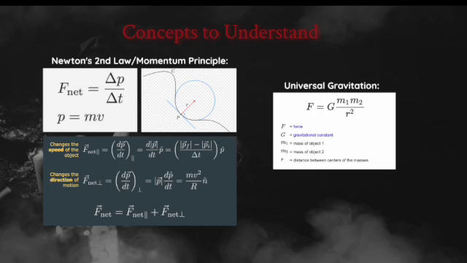It's also important to know that F net parallel changes the speed of the object, while F net perpendicular changes the direction of the object. And together they equal net force. And then finally, it's also important to know the universal gravitation, which is force of gravity is equal to G times both masses over the radius squared.